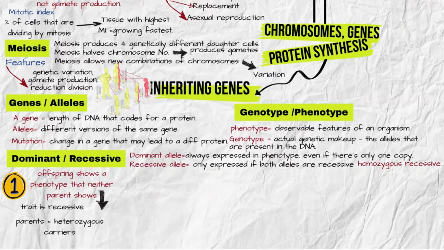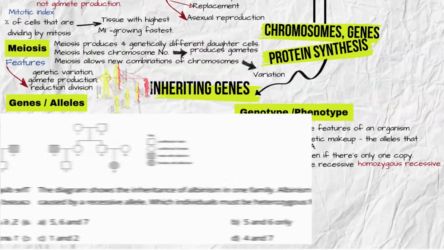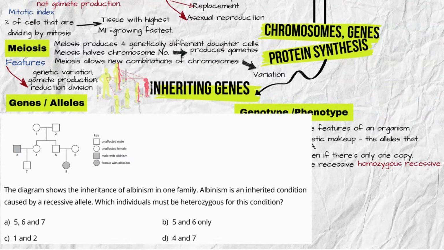The trait skips a generation and reappears in the child. For example, if a child has a recessive condition like albinism or cystic fibrosis, but both parents appear normal, that means both parents must be carriers. Their genotype is heterozygous. See this question. They ask about individuals who are heterozygous for albinism. To produce a child with albinism, both parents, for example individuals 5 and 6, must be heterozygous. And of course, individual 7, who shows the condition while both parents don't, confirms this scenario.